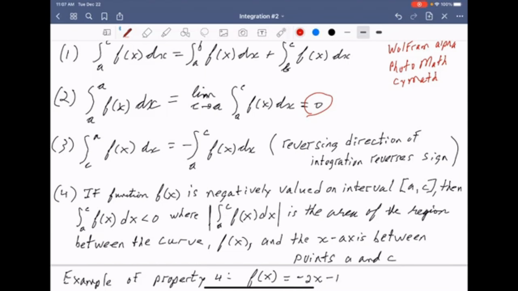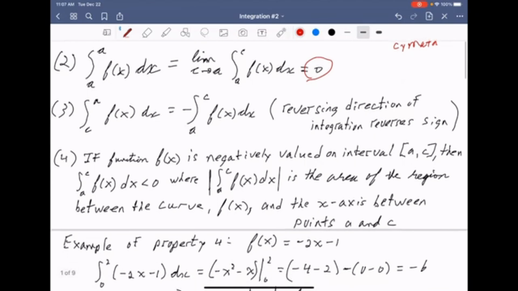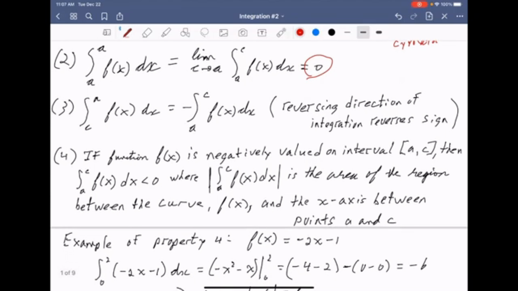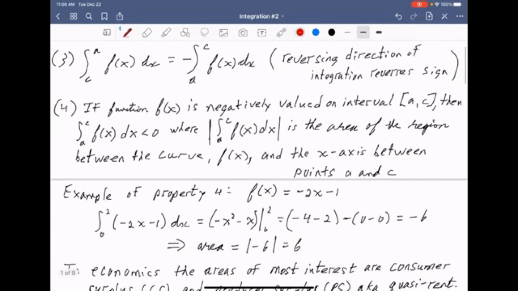The third property is that the integral from C to A of f of x is the negative of the integral from A to C of f of x. So in other words, reversing directions of integration reverses the sign. The fourth property: if function f of x is negatively valued on the closed interval A to C, then the integral from A to C of f of x dx is less than 0, where the absolute value of the integral from A to C of f of x dx is the area of the region between the curve f of x and the x-axis between points A and C.